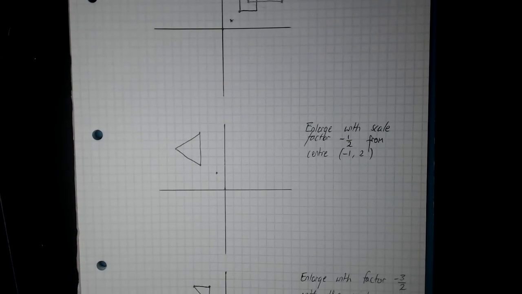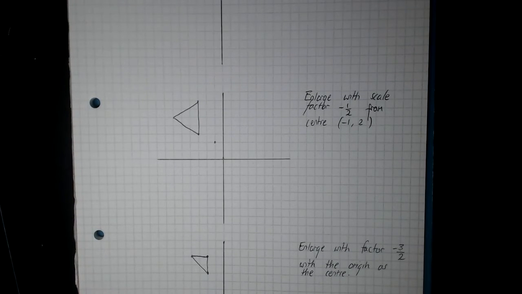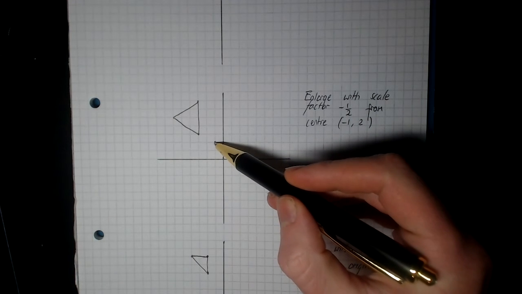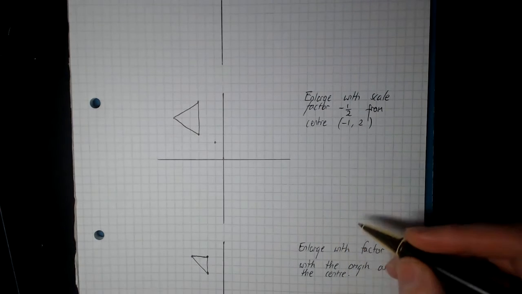For our second example, the one here in the middle, we've got a fractional scale factor, a negative fractional scale factor. So we've gone for two things in one here, and we've gone from the center -1, 2. That's that point there. I've already put the center of enlargement down.